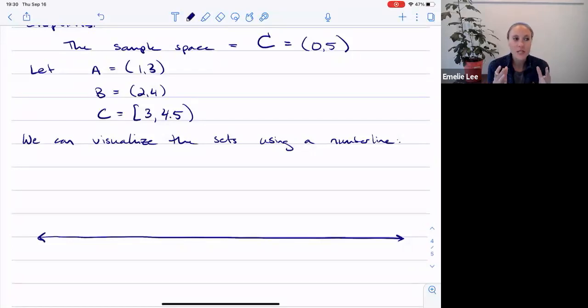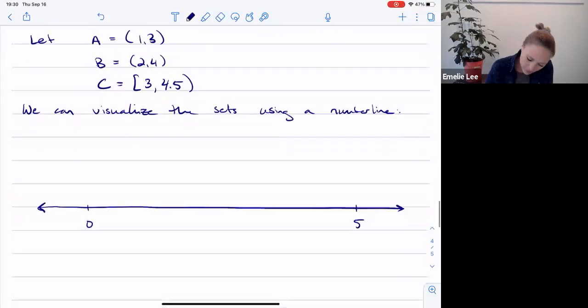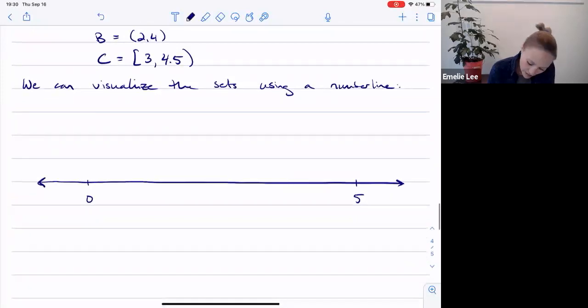The region that I'm interested in is just the sample set, right? So 0 to 5. So what I'm going to do here is mark off 0 and 5 and just show that I'm zoomed in on 0 to 5. And then I have 1, 2, 3, 4. Got a little spacey, but that's okay. It's just to help us figure out where they overlap and where they don't.